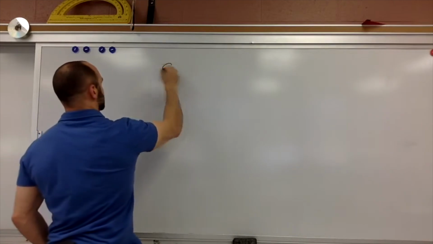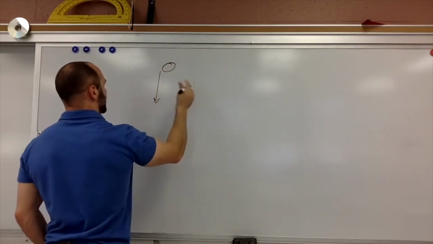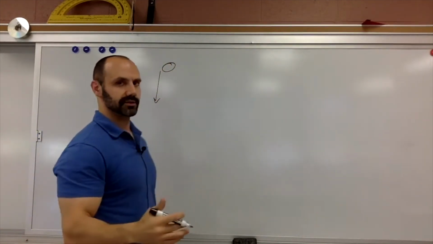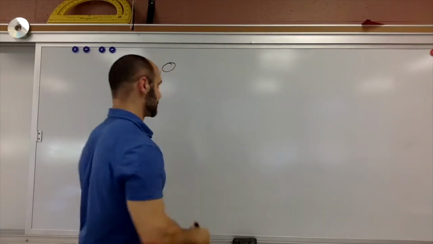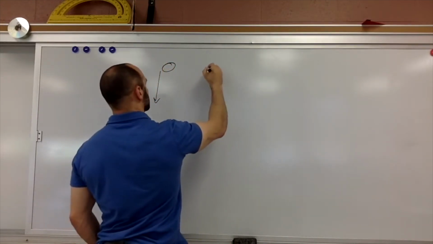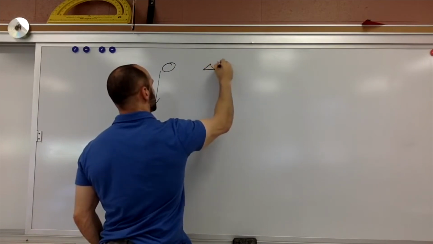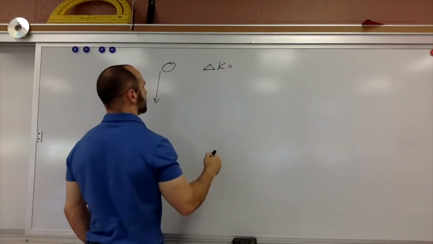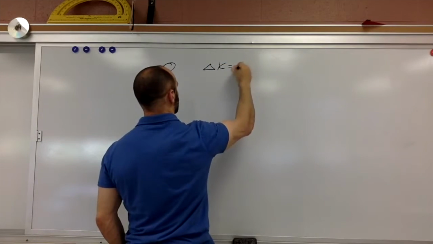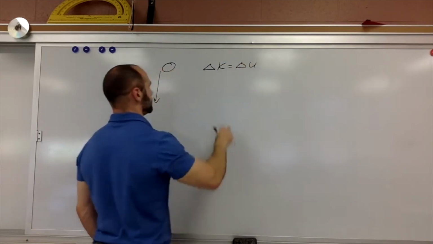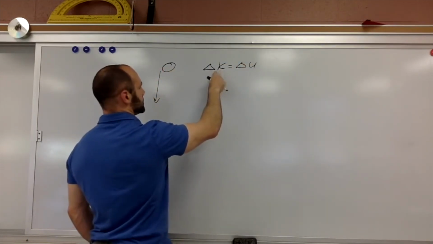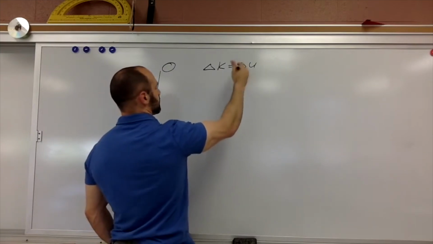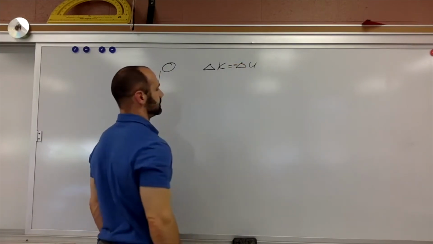Imagine that we've got some object, some ball, and it's going to be falling. As it's falling, it's losing gravitational potential energy, but it's gaining kinetic energy, right? And so the change in the kinetic energy is equal to the change in the potential energy. But this is gaining and this is losing, so this is going to be a negative.